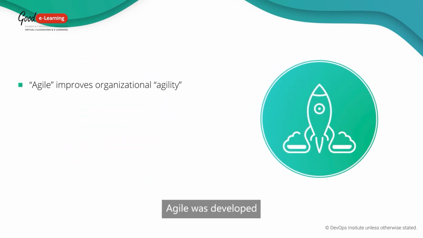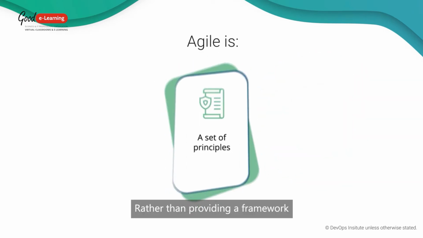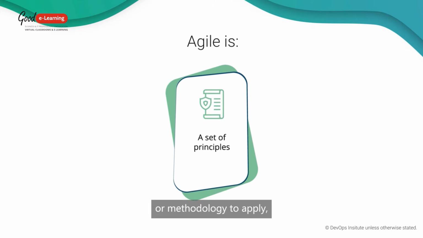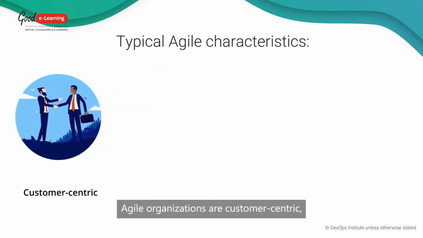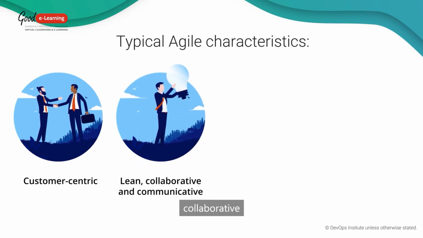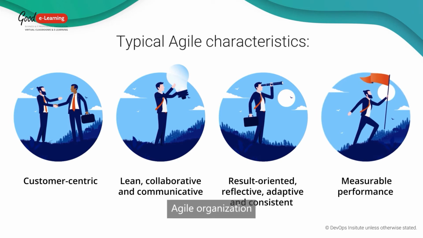Obviously, Agile was developed to allow organizations to develop software more quickly and easily, but going Agile on its own will not automatically result in a more agile organization. Rather than providing a framework or methodology to apply, Agile refers to a set of values and principles that lead to a specific mindset and culture. Typically, Agile organizations are customer-centric, lean, collaborative, and communicative. Agile organizations are also result-oriented, reflective, adaptive, and consistent. Finally, a key to a successful Agile organization is ensuring that performance is measurable.